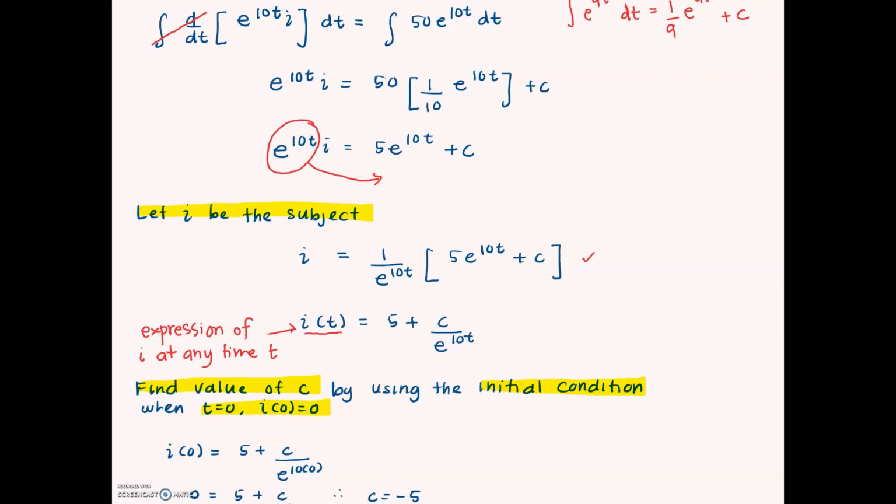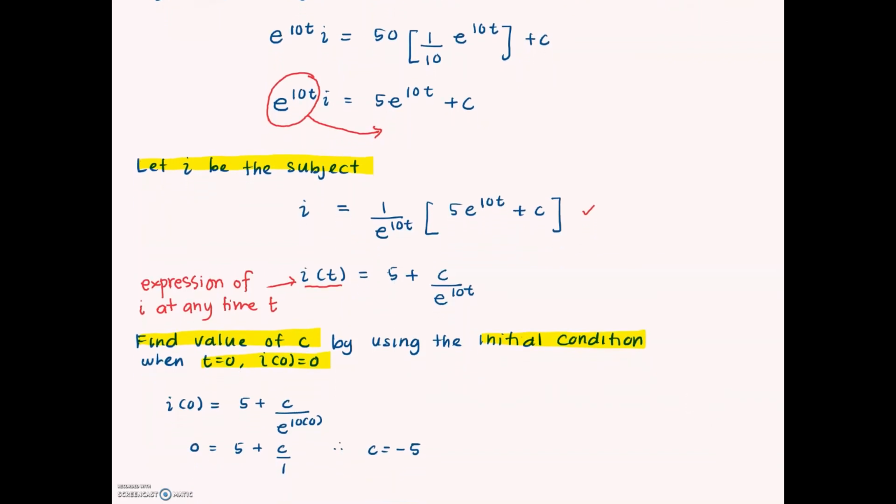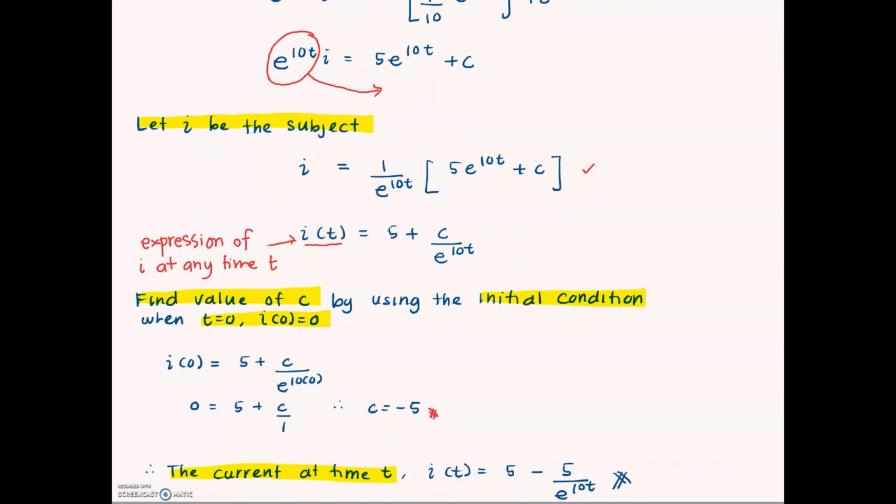Continuing, we want to find the value of c. By using the initial conditions, when t equals 0, I equals 0. So you will get your c equals -5. And lastly, you will get the current at any time t, that is I(t) equals 5 minus 5 over e to the power of 10t. So this is the final answer for this question. Alright.